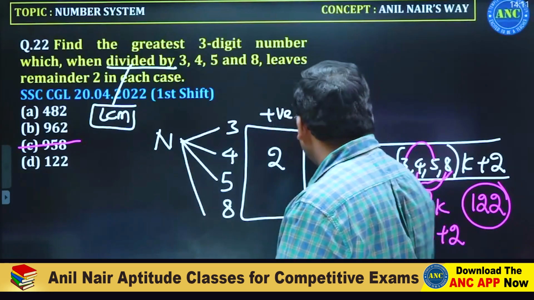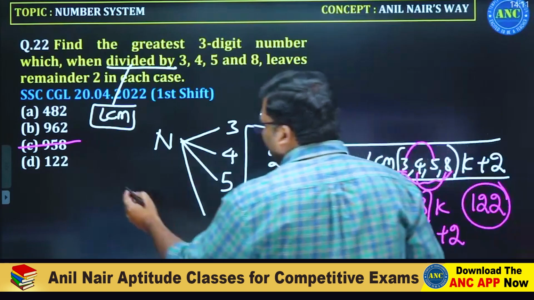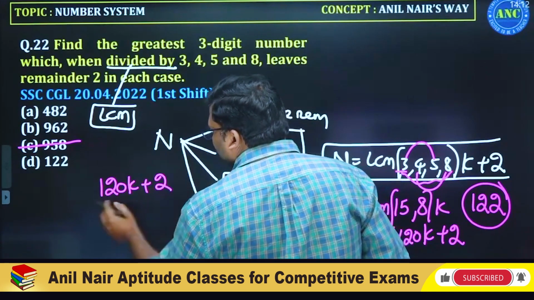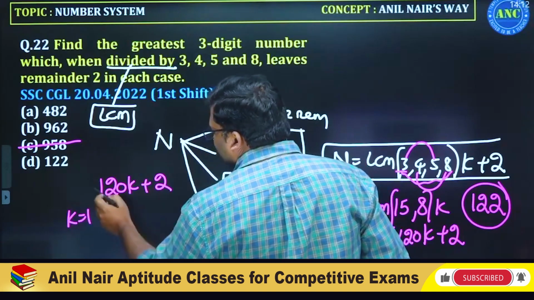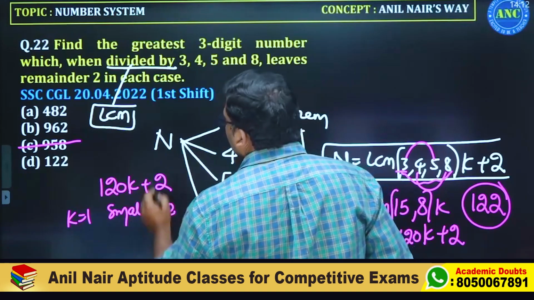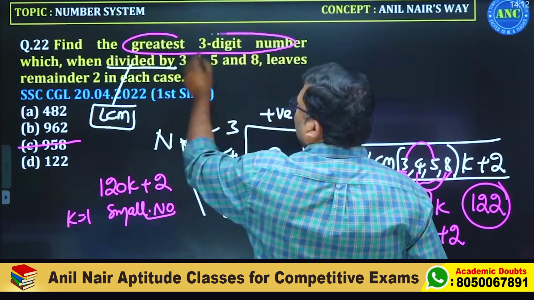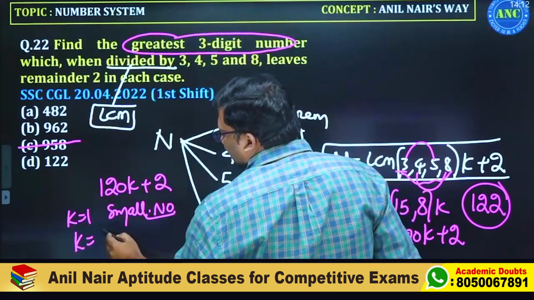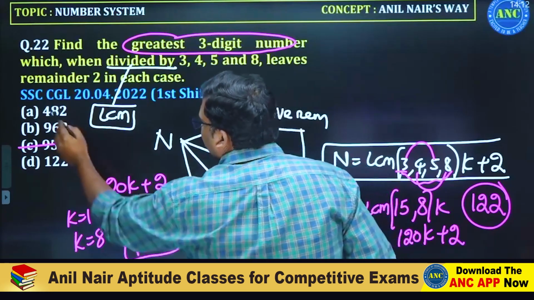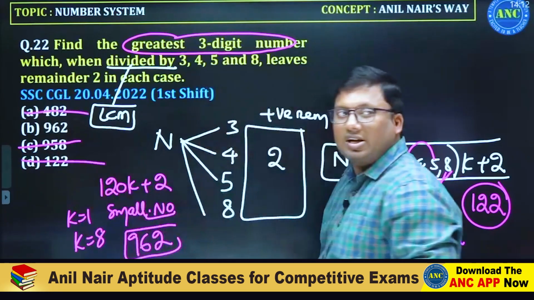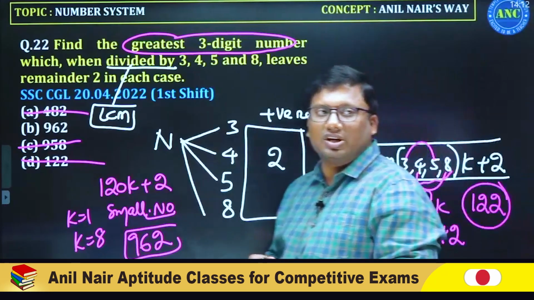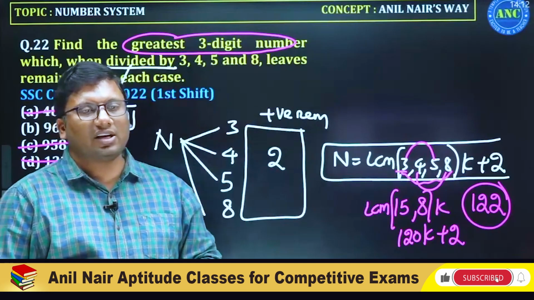Are you all with me? So here it is 120 into K plus 2. 122 will be the K value 1. I will get the smallest number. But the question is the greatest number. Greatest will be K value 8. 960 plus 2, 962. Smallest answer is 122. Greatest answer will be 962. I hope the idea is clear.